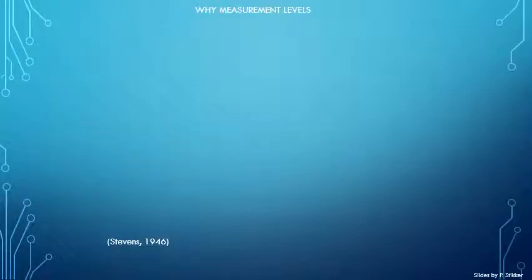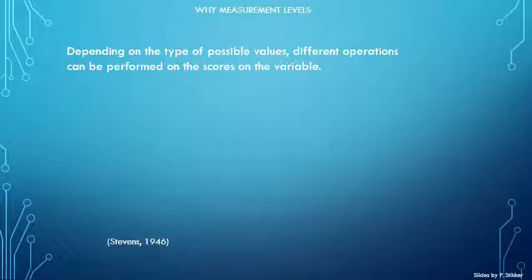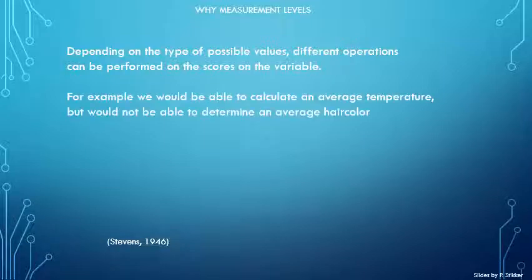If you look at all your different variables, then depending on the type of values, you can actually perform different operations with them. So, for example, you would be able to calculate an average temperature if you recorded the daily temperature, but you wouldn't be able to calculate, for example, an average hair color. So, depending on what type of scores you actually have, different operations can be performed.